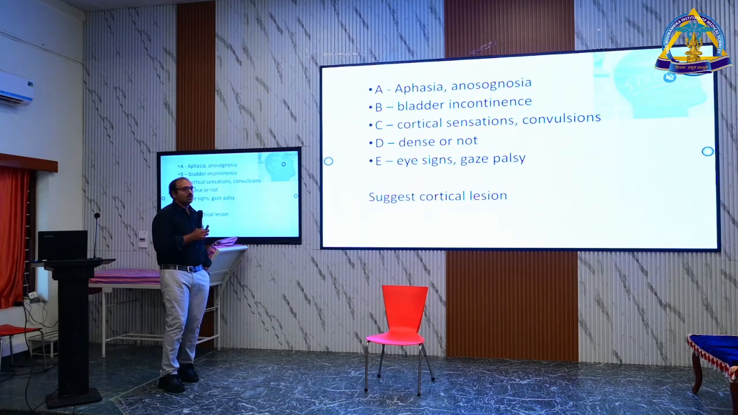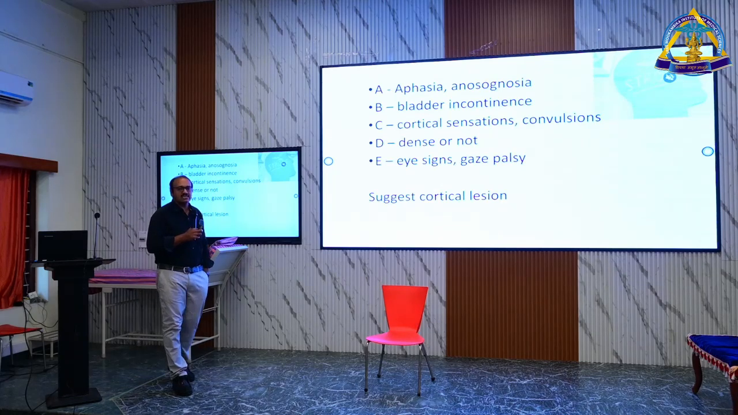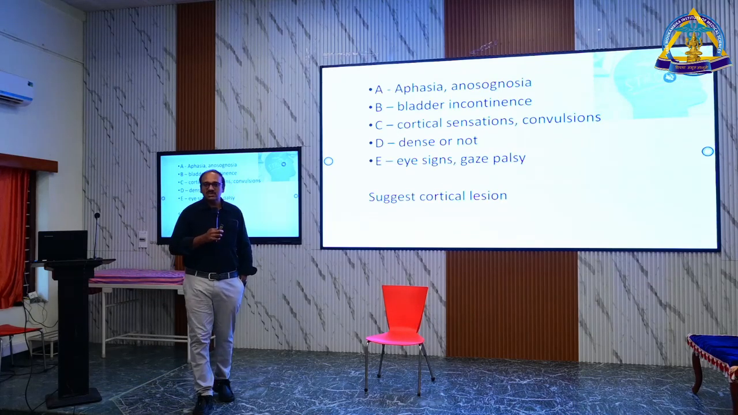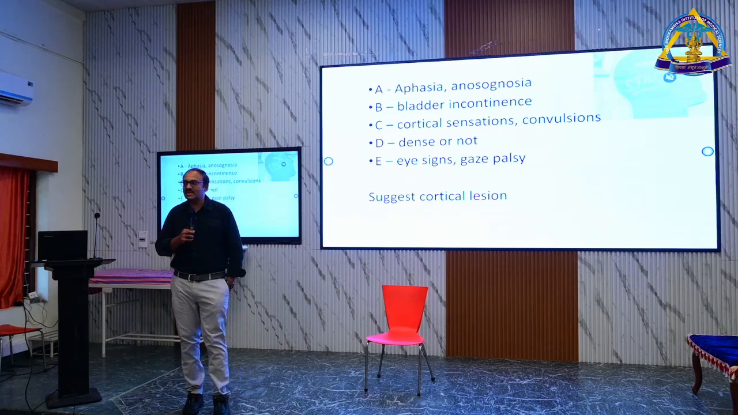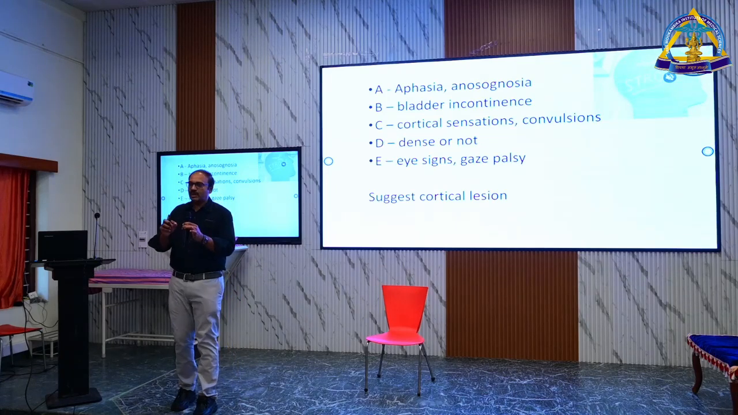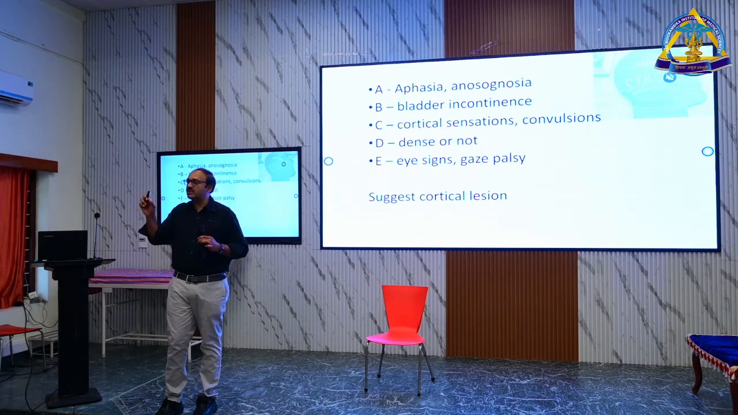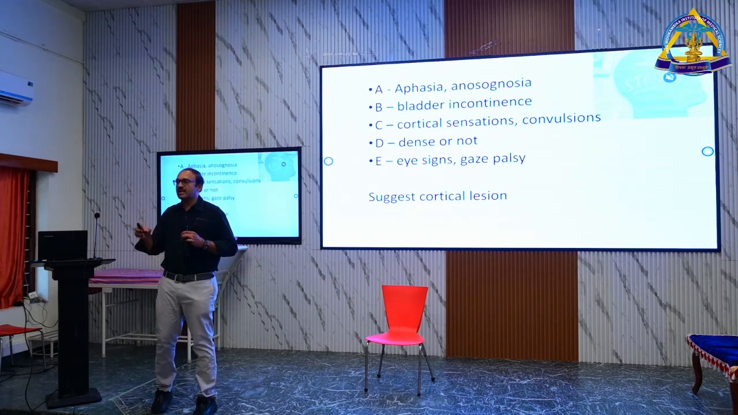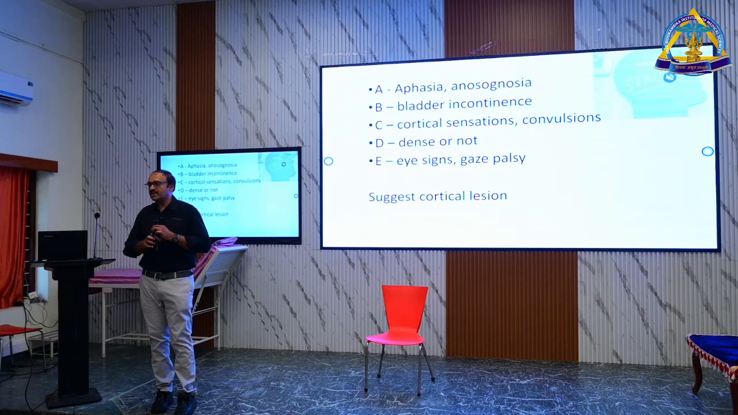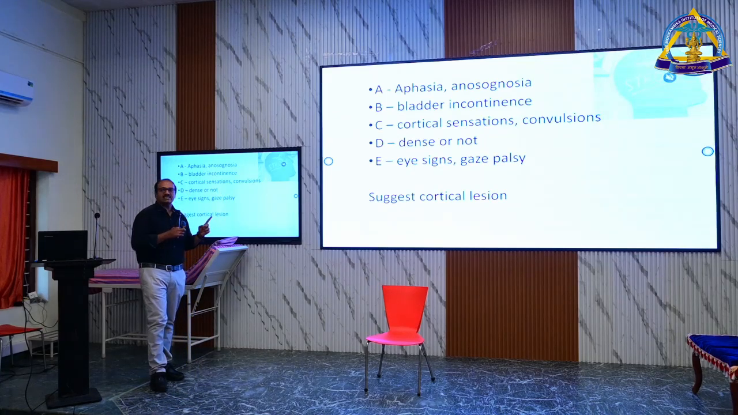Bladder incontinence. Then cortical sensations. What are cortical sensations? Like stereognosis, tactile localization, tactile discrimination. Simple pain and touch may be normal, but specifically when you look for tactile localization, that specific cortical sensation is lost. Then you say it is likely to be a cortical lesion. And presence of convulsion also suggests a cortical lesion. Then dense lesion or not.